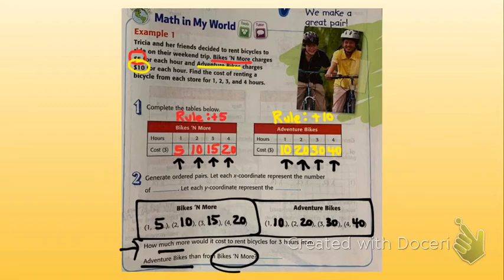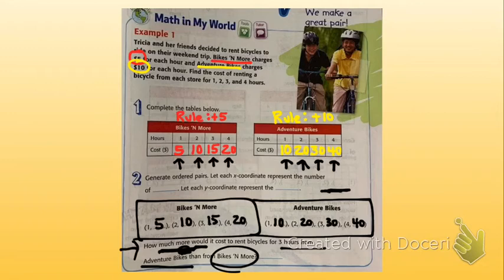And the key line is how much more, right? That more is the key. So that tells me when I read that question, how much more, it tells me that I am subtracting. So what am I subtracting? I'm subtracting how much it's going to cost for 3 hours from the Adventure Bike.